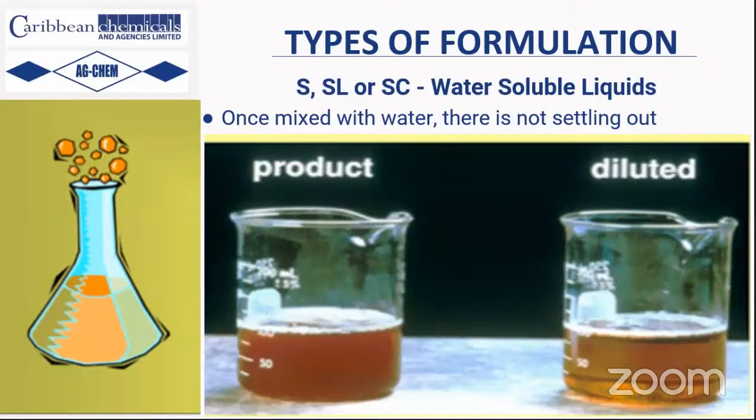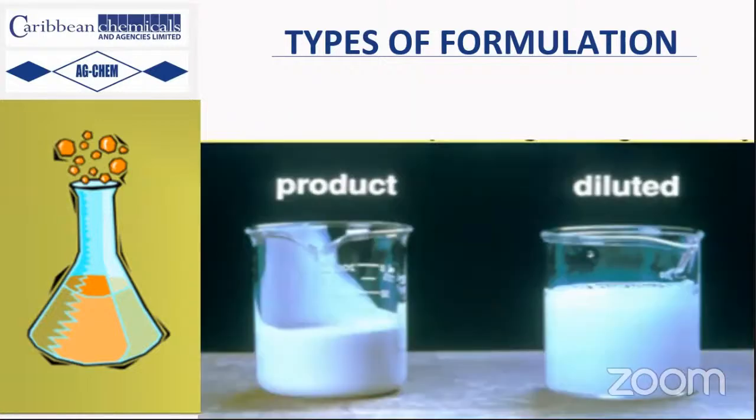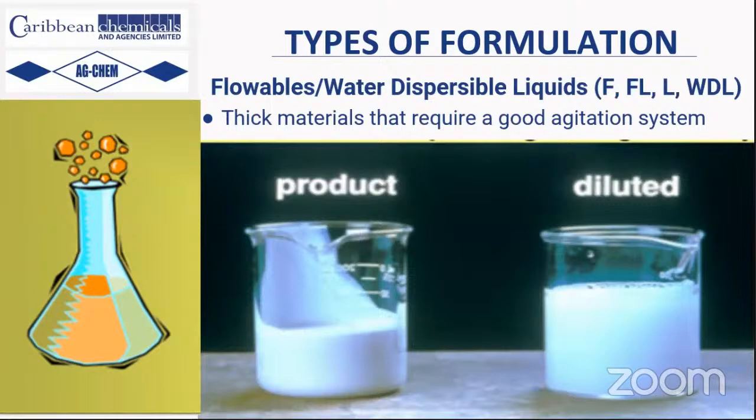You have your soluble liquids, or your water soluble liquids. Once mixed with water, there is no settling out. Examples like your glyphosate, or Glyphos Max, or Glyphos AG41. You have your flowable or dispersible liquid, which comes as a thick, white, milky substance. And when it's mixed or diluted, it remains as a milky substance. It's just that the viscosity decreases.